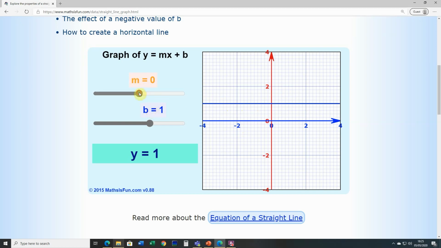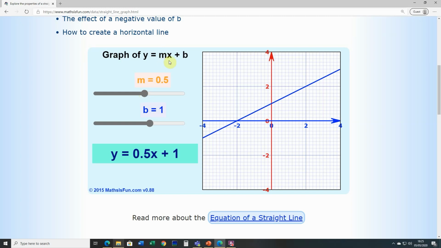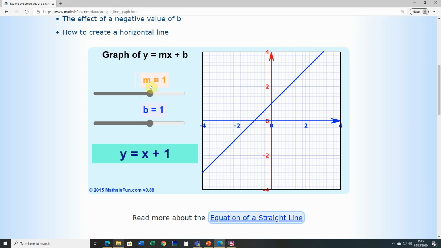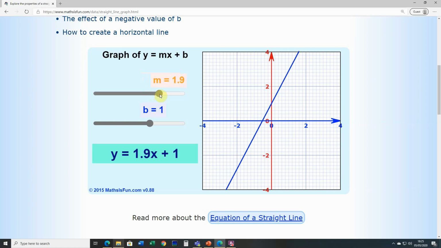So let me start. I'm going to change it to 0.5, one half. So if instead of m we have one half x, the line will be like this. If I continue increasing it, m is 1 for example, it got even steeper. If we go to m equals 2, it got even steeper. So this is what we call the gradient.